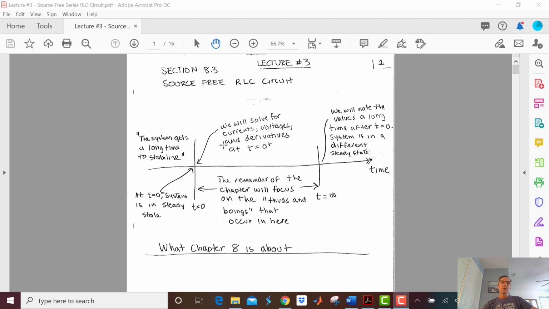So the next point that we're interested in is what we call t equals 0 plus, or immediately after the switch changes.